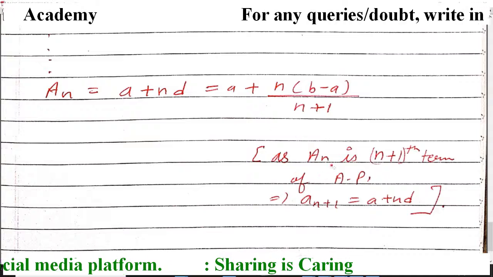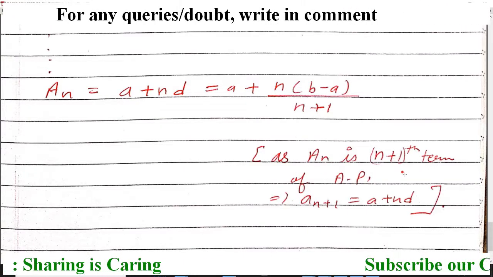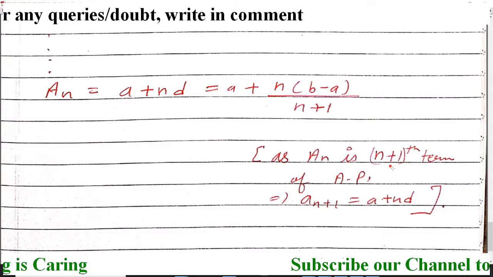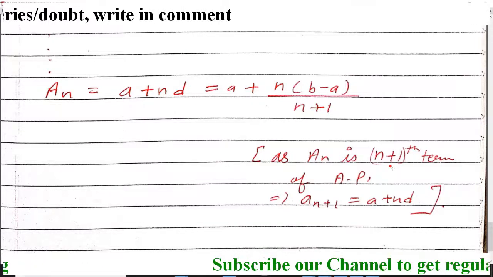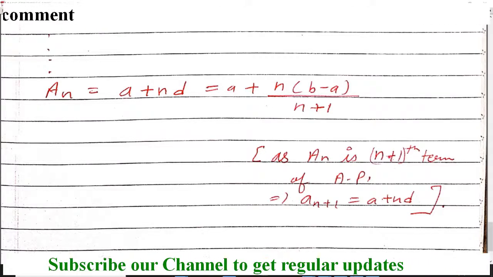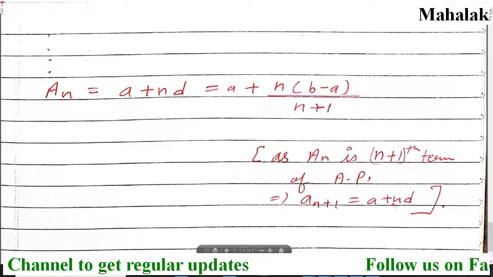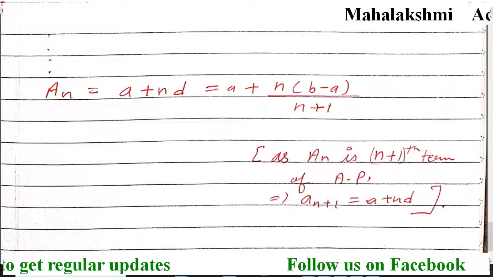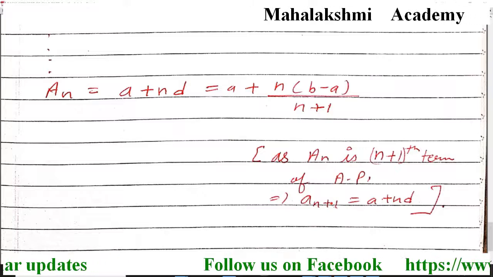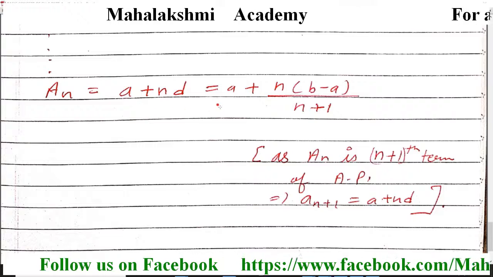We wrote this here because A_n is the n plus 1th term, because the total terms are n plus 2 and the n plus 2th term is b. You know the last term is b. So one step before, it is going to be the n plus 1th term. For the n plus 1th term, you can put n plus 1 in the nth term formula and you will get a plus nd. So that's it.